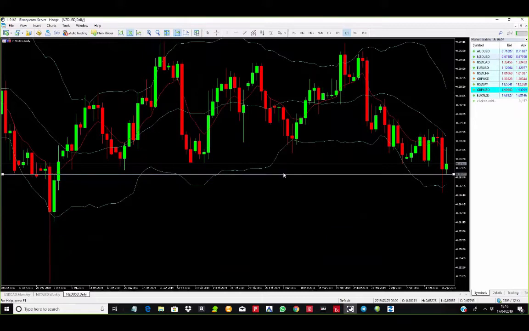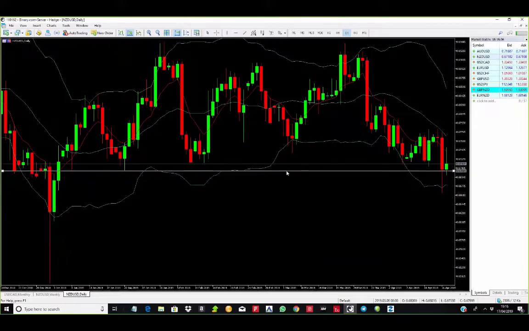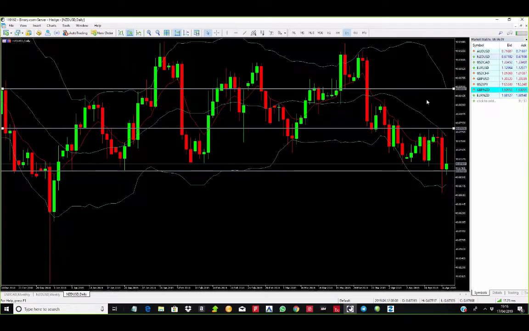Okay, so we've got a major level of support coming in around the 0.67 handle, which is where New Zealand dollar is at the moment. And then you've got the midpoint of the Bollingers, which is around 0.68. So from that support, it's about 80 pips higher. And then you have the upper end of the Bollingers, which is around 0.685.